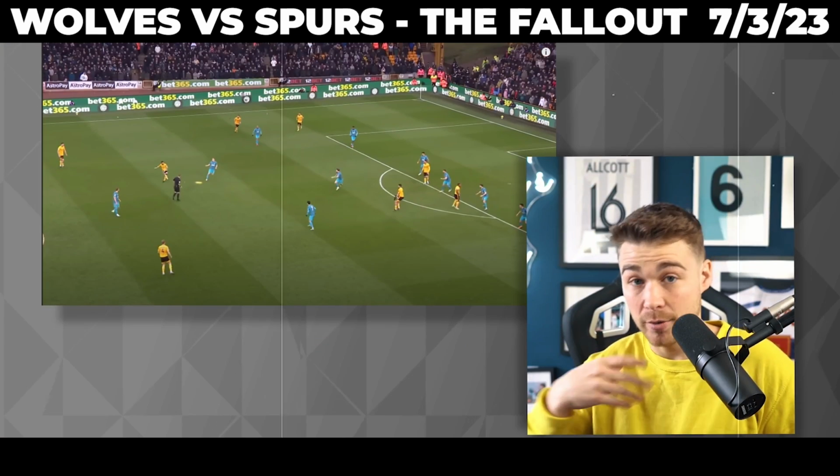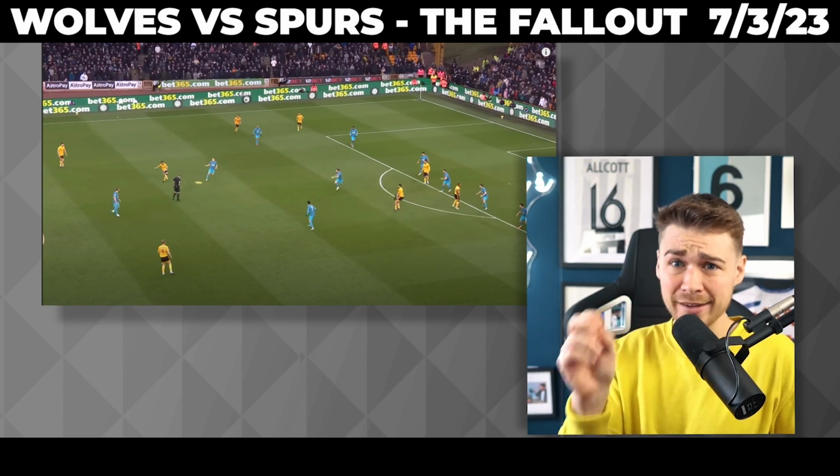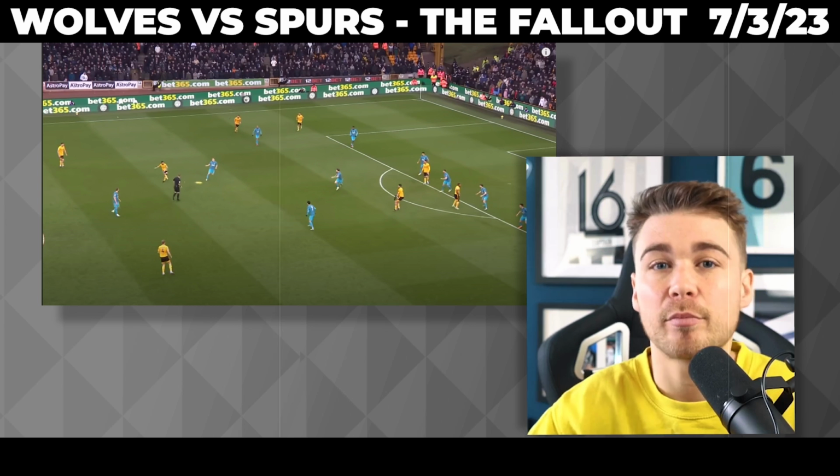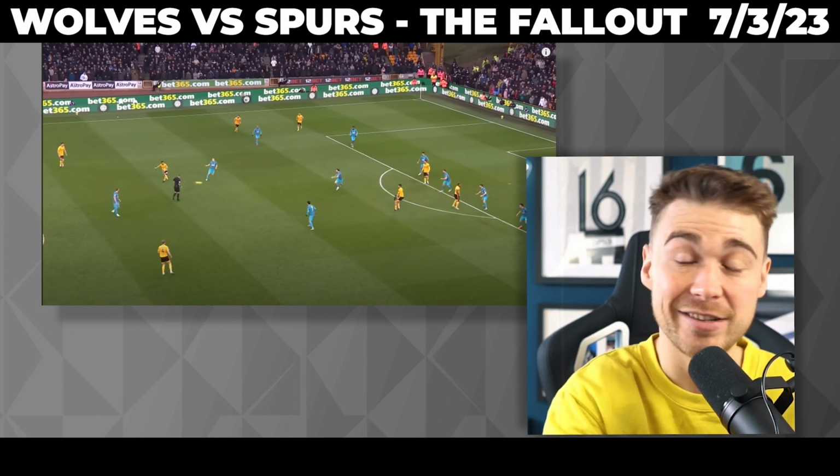And this isn't the first time in the fallout where we've highlighted a similar problem. I think we did it last week, if not 2 weeks ago. This is a screenshot from the build-up to the Wolves goal. There are three big problems here. So first of all, it's that Skip is not applying enough pressure once he has engaged Moutinho.